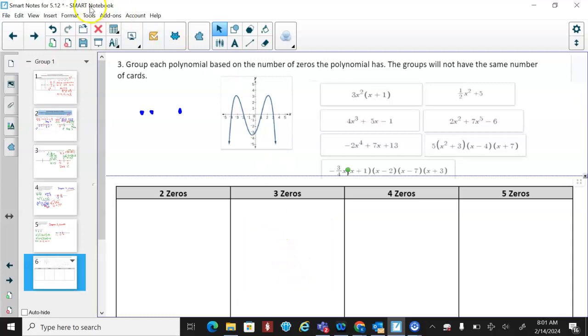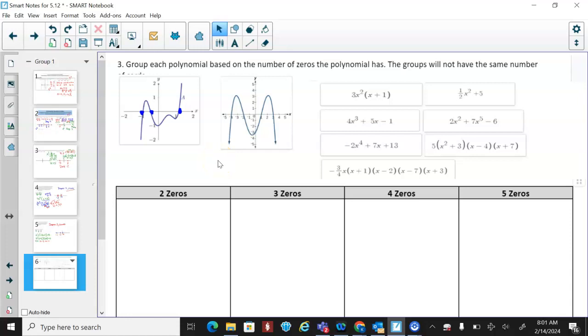Uh-oh, it disappeared. Sorry. Okay, so I would move it to the 3 zeros. I'm just going to write it because it seems like my thing is not working.